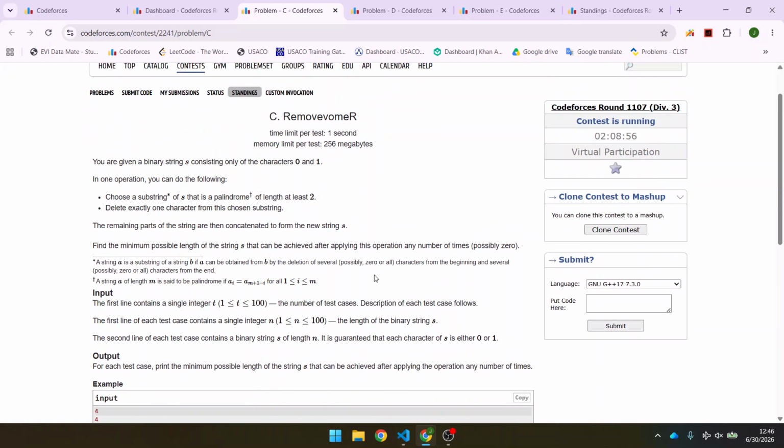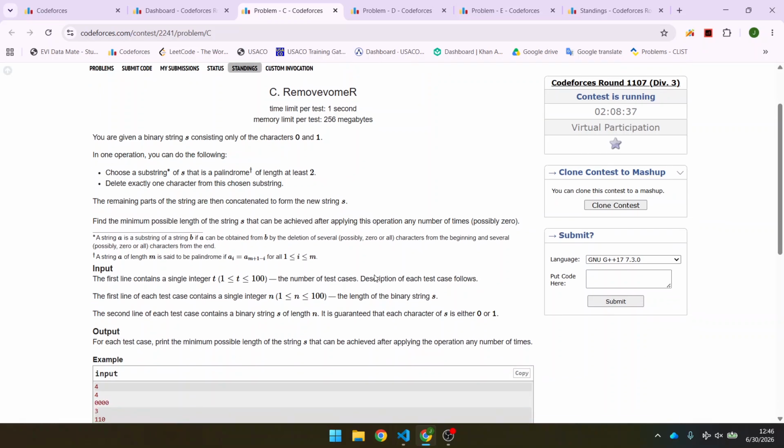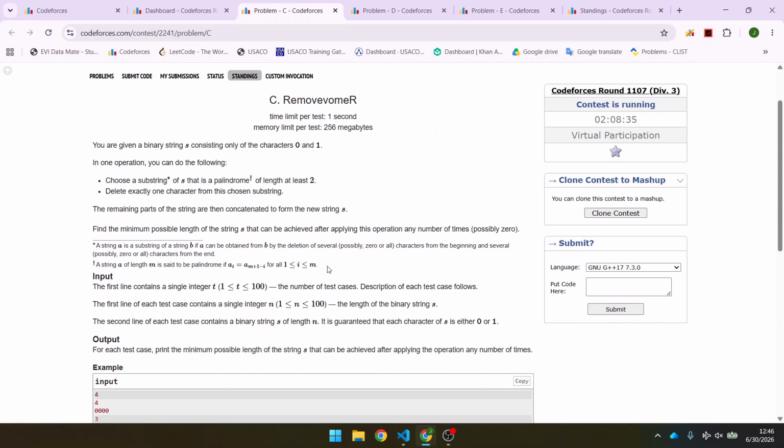You have a binary string s consisting only of the characters 0 and 1. In one operation, you can choose a substring of s that is a palindrome of length at least 2, and delete exactly one character from this chosen substring. The remaining parts of the substring are then concatenated to form the new string s. Find the minimum possible length of the string s that can be achieved after applying this operation any number of times.